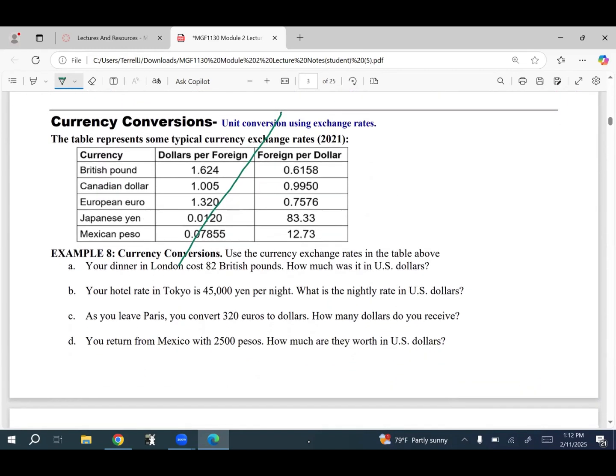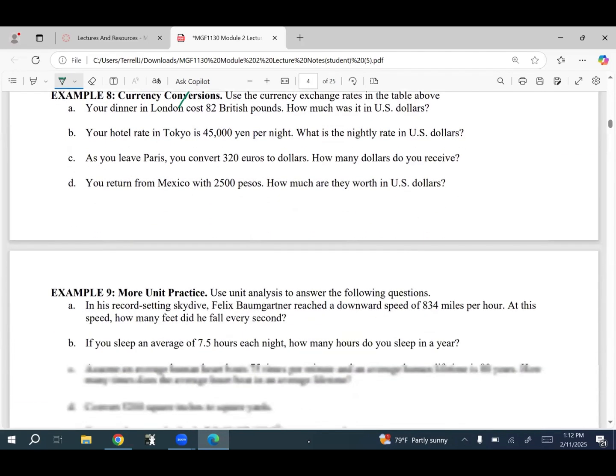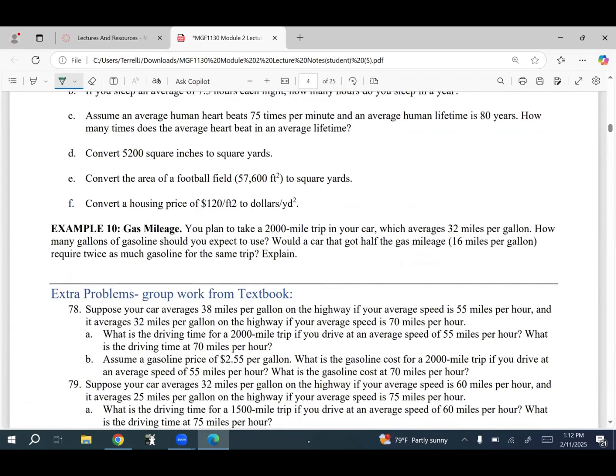Then the last problem I actually want to do is just a gas mileage problem. It's the last example, example 10. So let's look at that. It says you plan to take a 2,000-mile trip in your car, which averages 32 miles per gallon. How many gallons of gasoline should you expect to use? So let's just answer that question first. So it says we have a 2,000-mile trip. So I'm going to put 2,000 miles. And the car, which averages 32 miles per gallon.